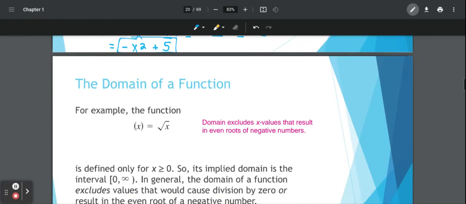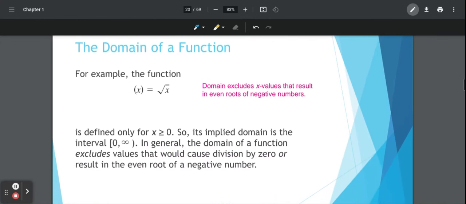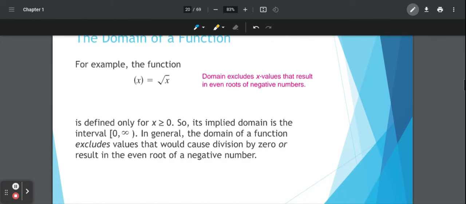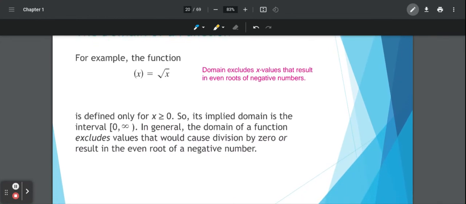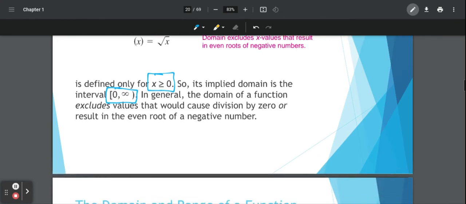Then we have the domain of a function. When you have square roots, remember that your domain excludes x values that result in roots of negative numbers, even roots of negative numbers. So if you had the square root of x, x would have to be greater than or equal to 0, or you would say from 0 to infinity. You can include 0 because you can take the square root of 0, but we couldn't have any negatives in there.